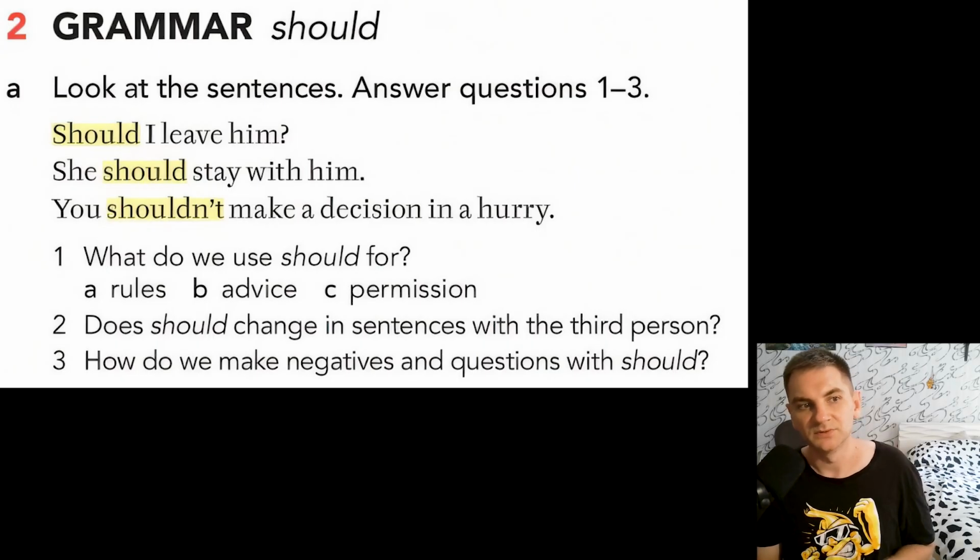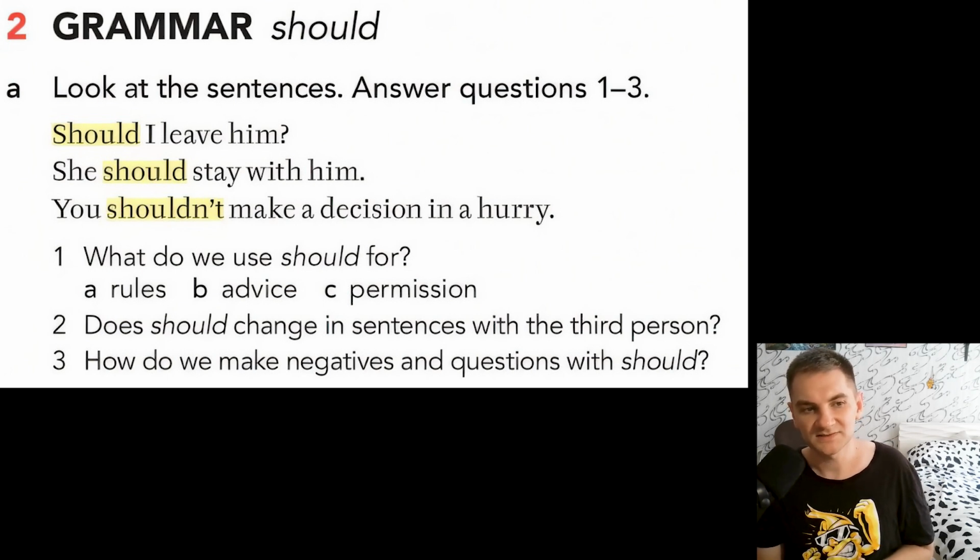Part number 2. Grammar, should, part A. Look at the sentences, answer questions 1 to 3. Should I leave him? She should stay with him. You shouldn't make a decision in a hurry. Question number 1. What do we use should for? A. Rules. B. Advice. C. Permission. I think it's really obvious, but still.